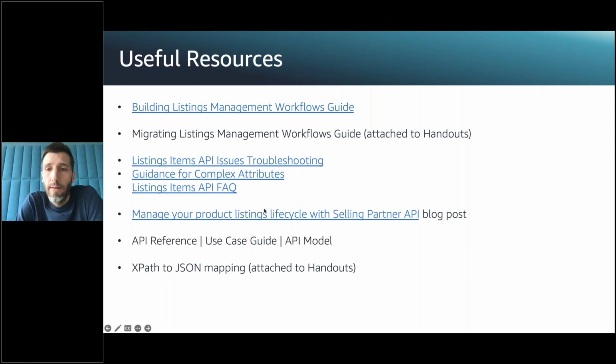So first of all, the Building Listings Management Workflows Guide is probably the best resource for you to understand how to correctly implement listings workflows that follow the best practices. It includes various use cases like listing new items and updating them, and provides useful information on how to create variations and troubleshoot listing issues. The Migrating Listings Management Workflows Guide is focused on migration from feeds to listings API. So you should find a lot of information that is relevant to your specific use case. Again, this is attached to the handout section of the webinar.